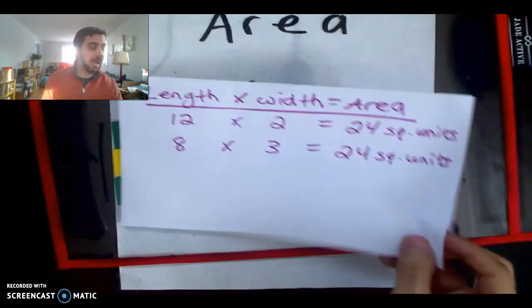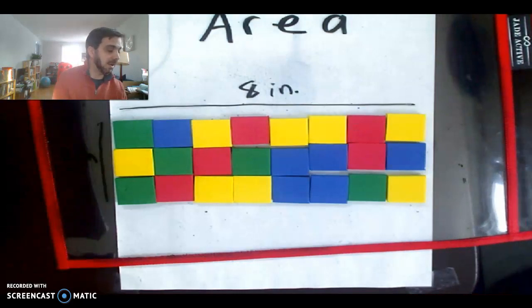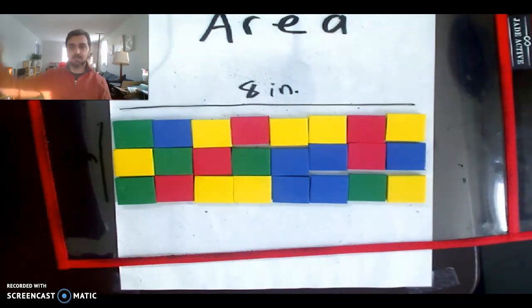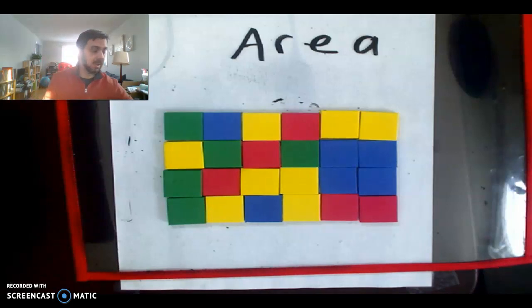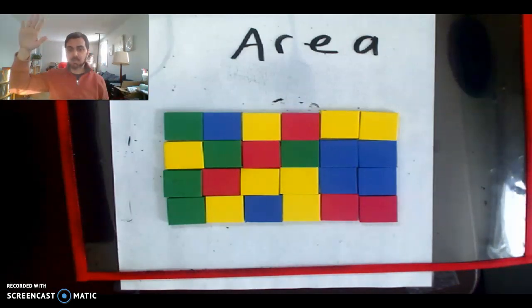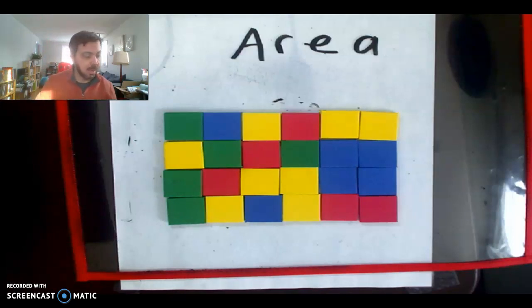All right, now raise your hand if you found this rectangle right here. Bam, there we go. Okay, so there's another rectangle that you could have made. Anybody find this one? All right, if you did, nice job. If not, then here you go, right? Okay, so let's check this out.